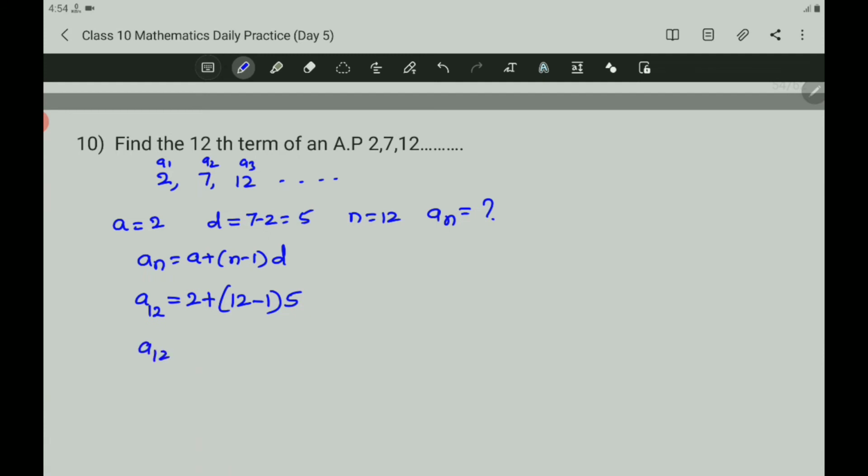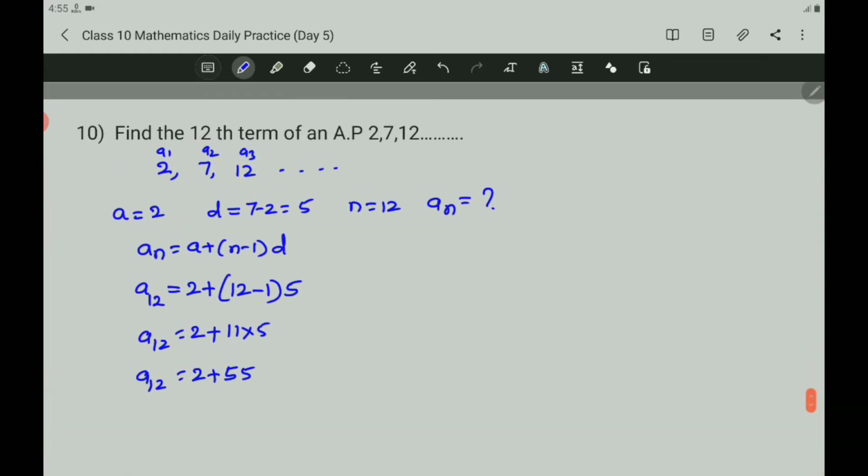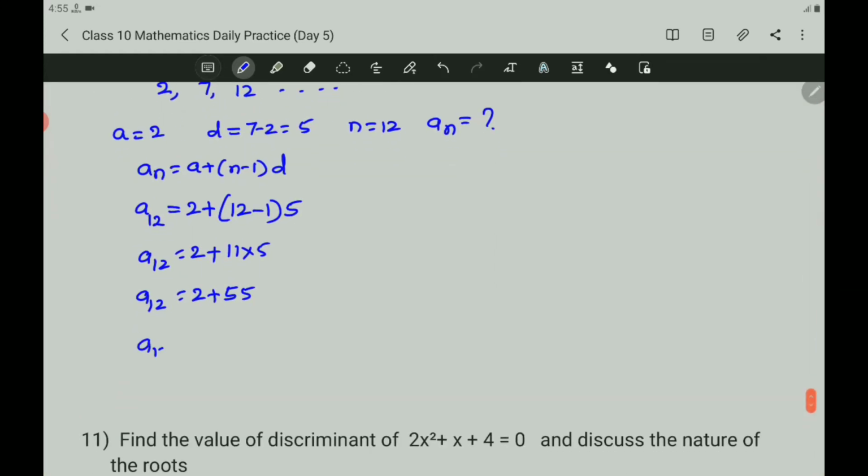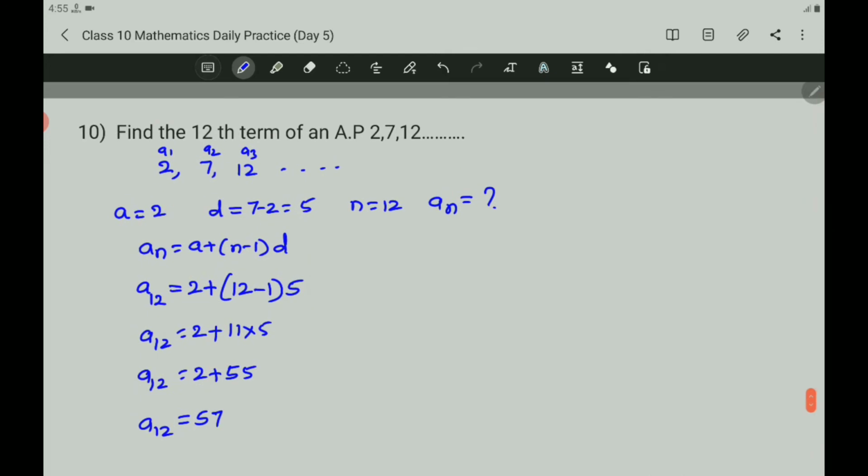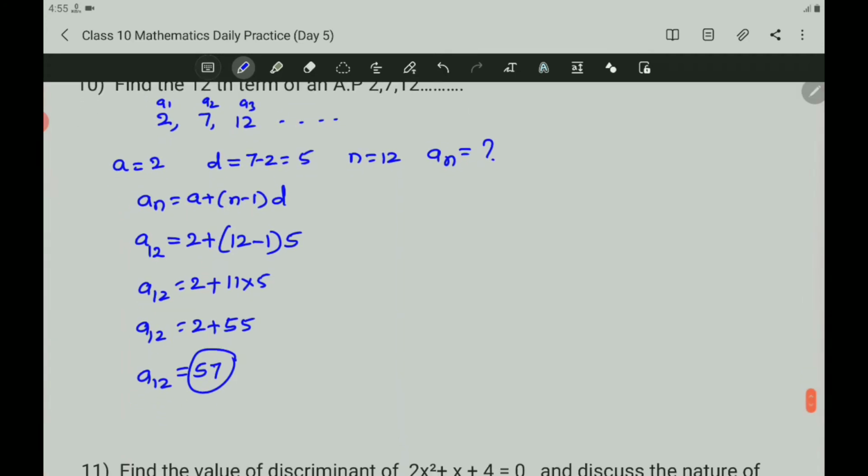Then a_12 equals 2 plus (12 minus 1). 12 minus 1 is 11, into 5. So you write a_12 equals 2 plus 11 5s are 55. Then you write a_12 equals 55 plus 2, 57. Then what is the 12th term? 12th term of the given AP is 57.